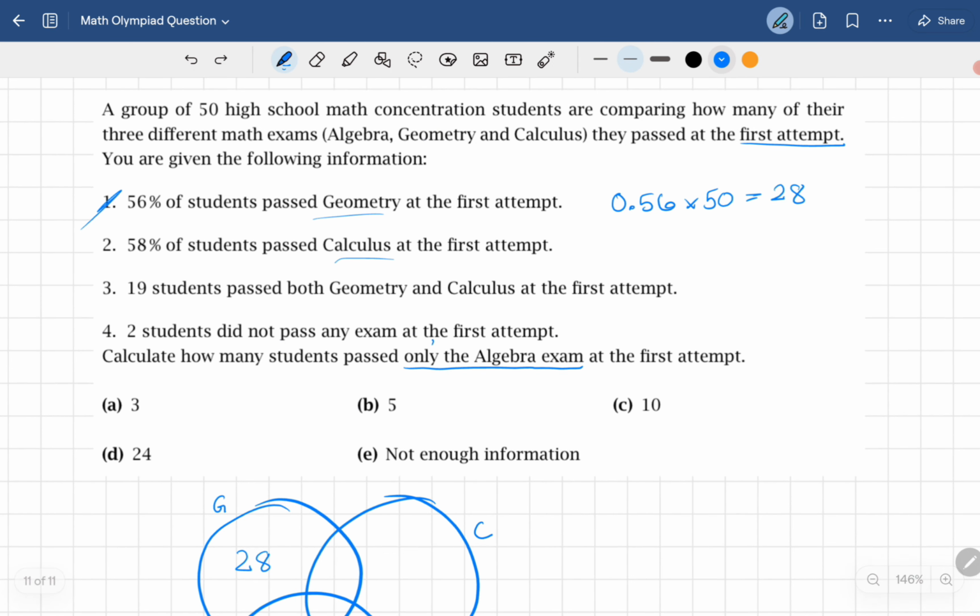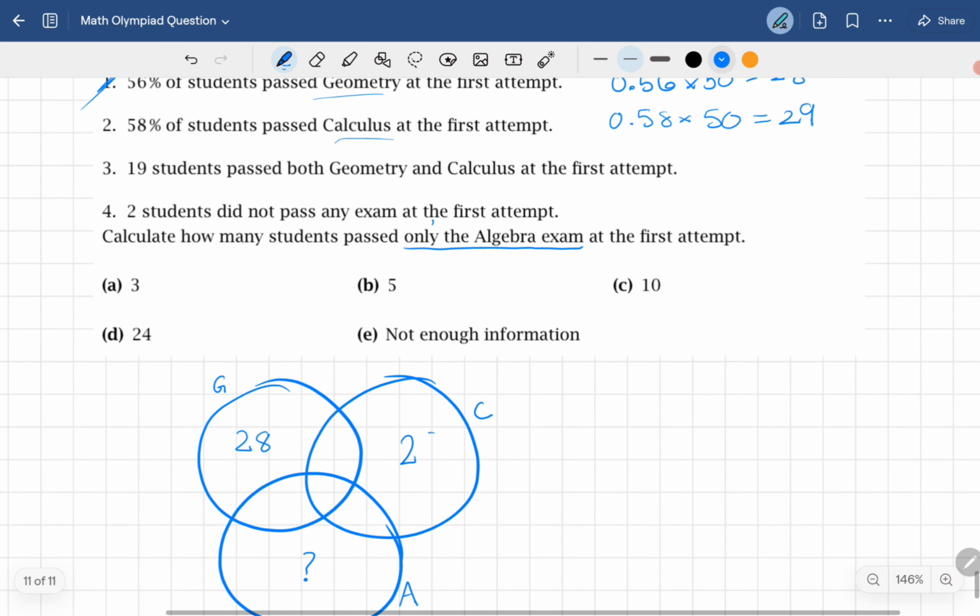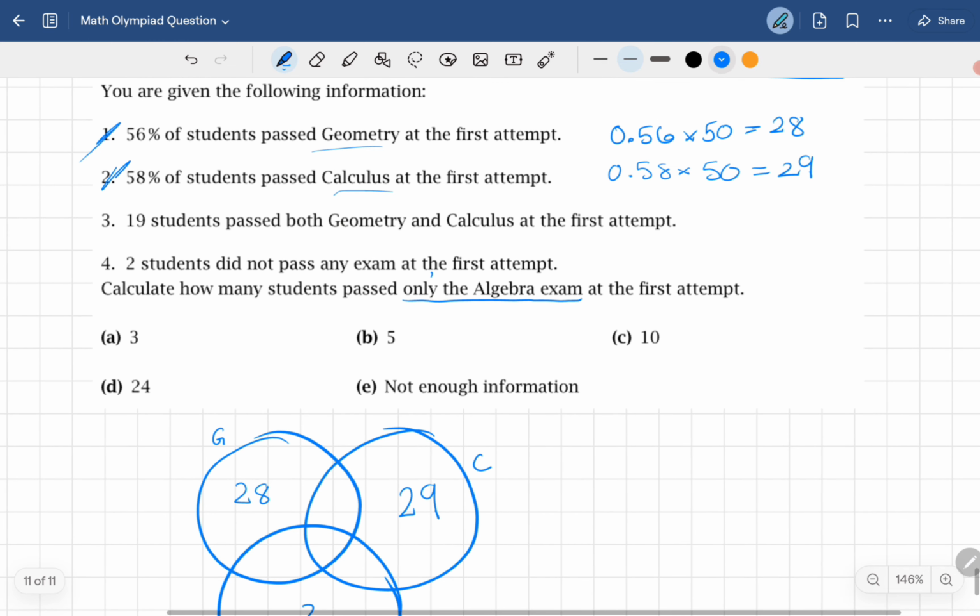Well, same thing like we did over here. This would be 0.58 times 50, which is 29. So 29 individuals passed the calculus test. Now, we are done with statistic number 2. Now let's move on to statistic number 3.